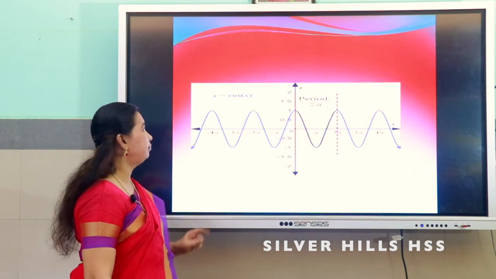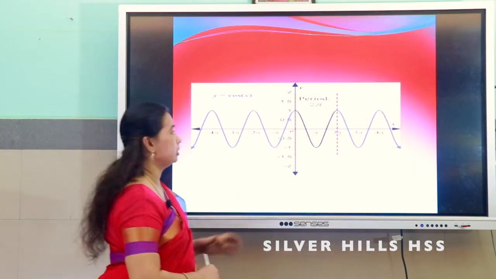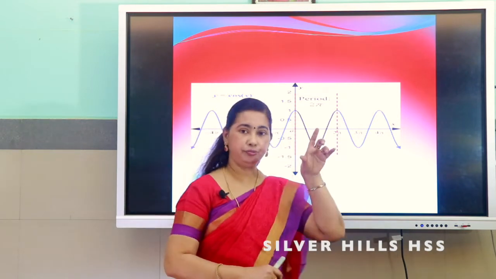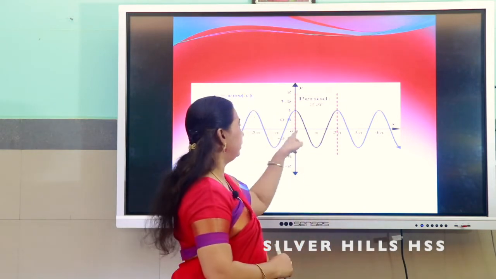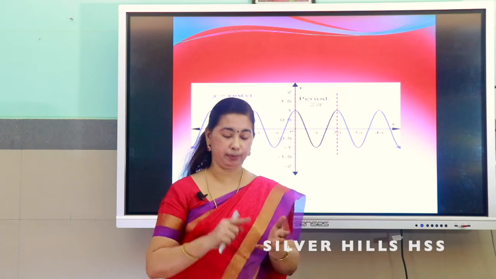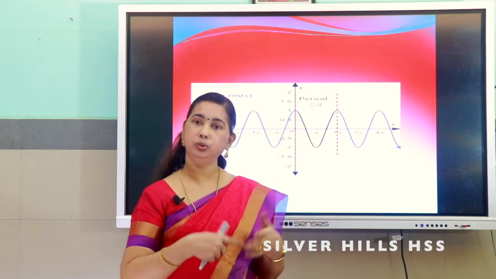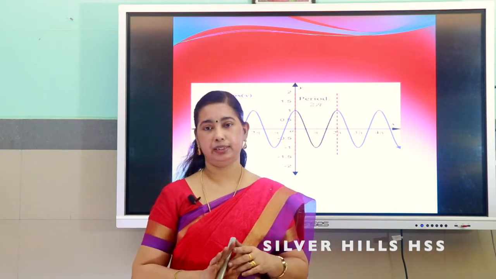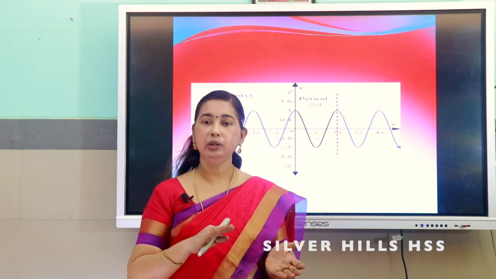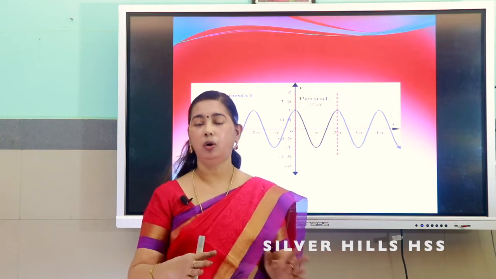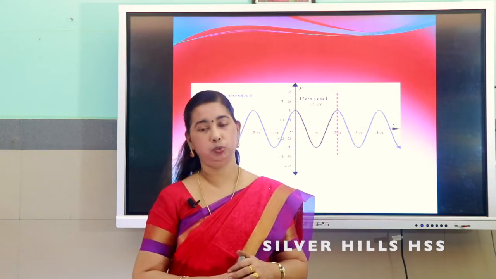Now, next graph is about cos x. Cos x also repeats in a period of 2 pi, and it touches on the x-axis at pi by 2, 3 pi by 2 and its odd multiples. So, cos value will be 0 for all odd multiples of pi by 2.